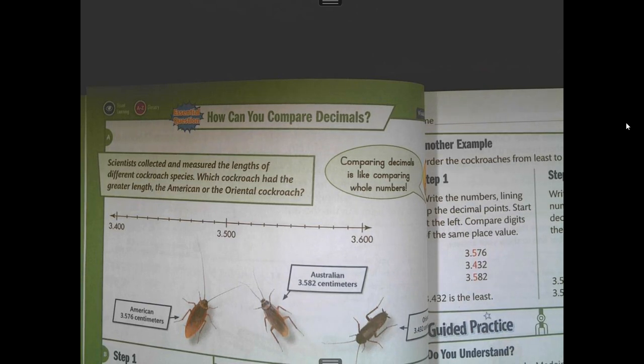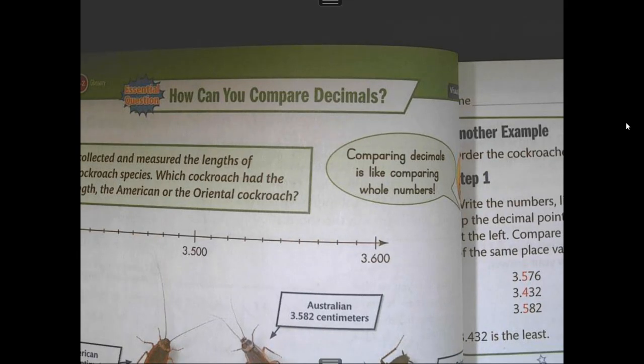I am on topic 1, lesson 5, on page 22 of your textbook. You will need your textbook, a pencil, and that is it for today. So if you need to run and get anything, I will wait for you to go get that.